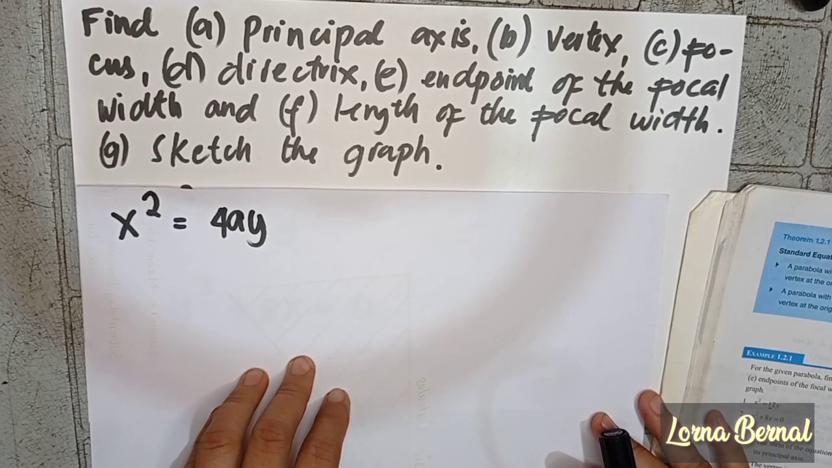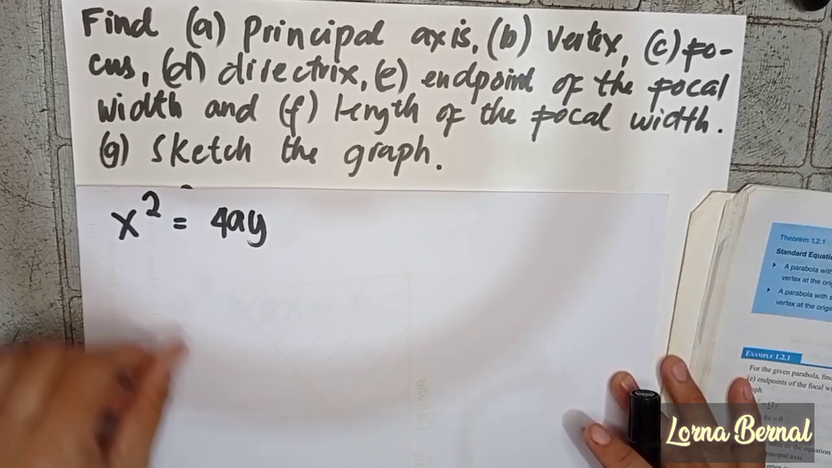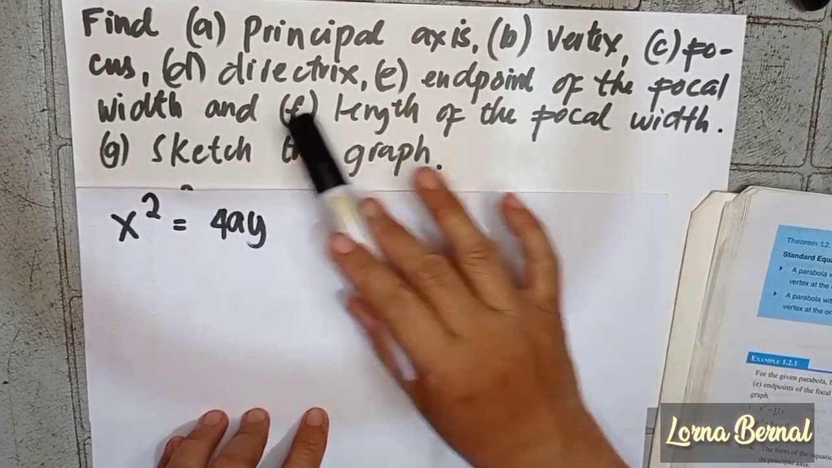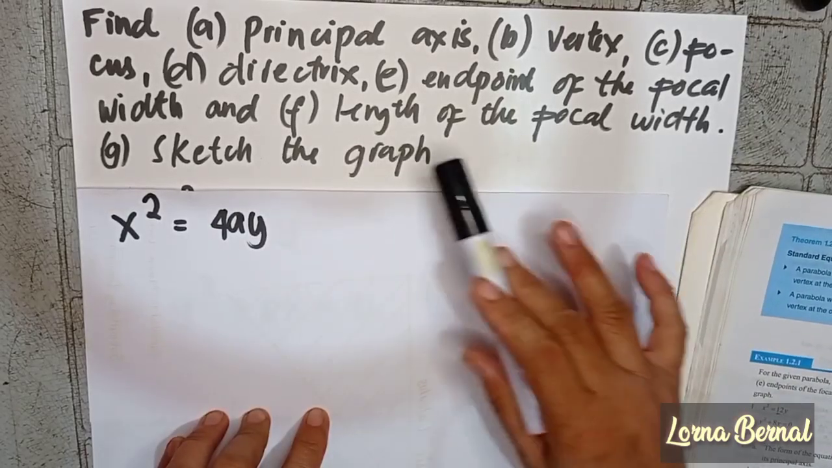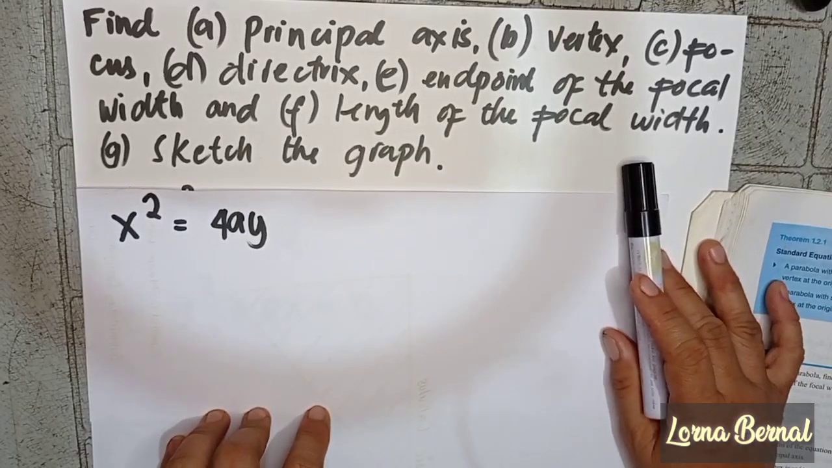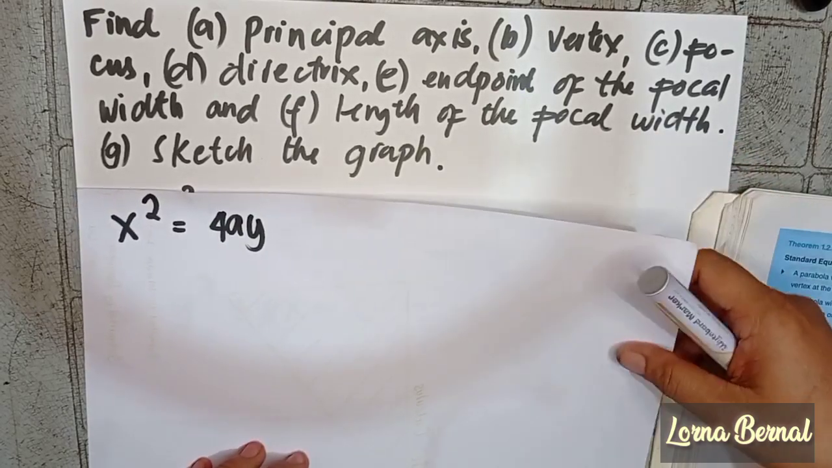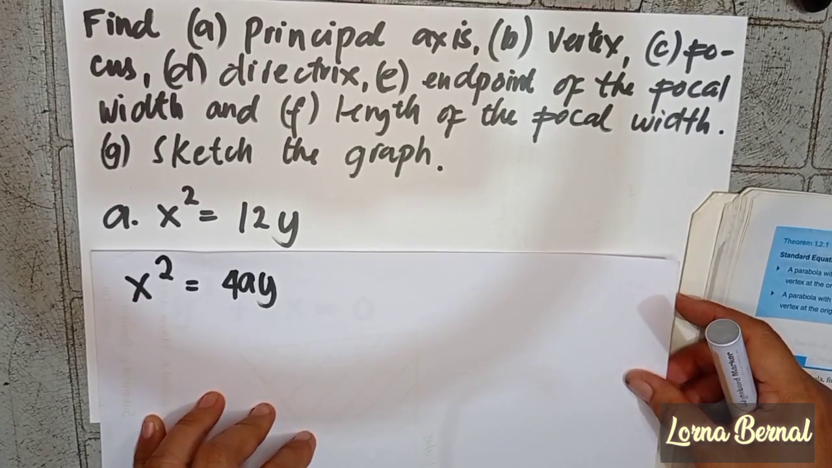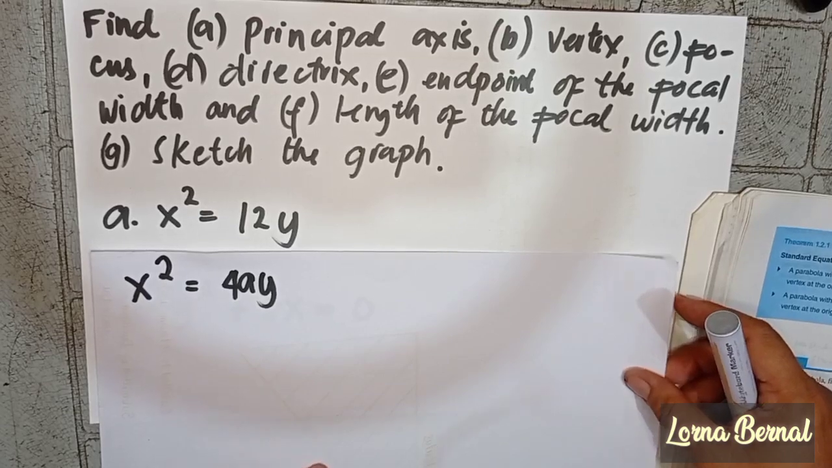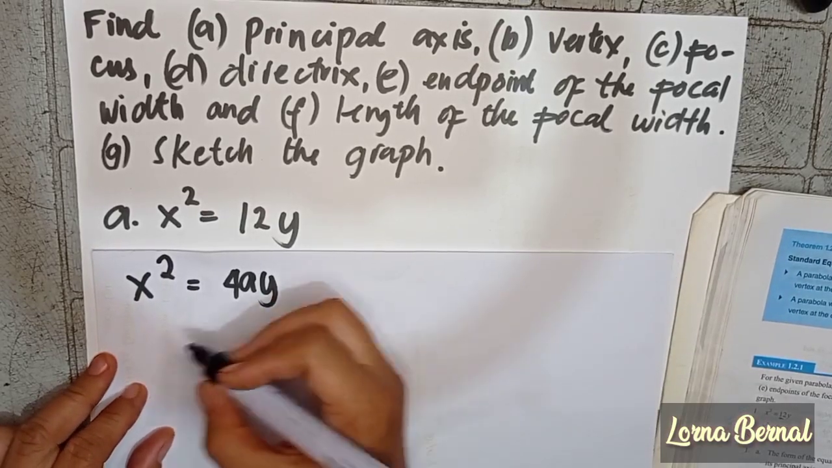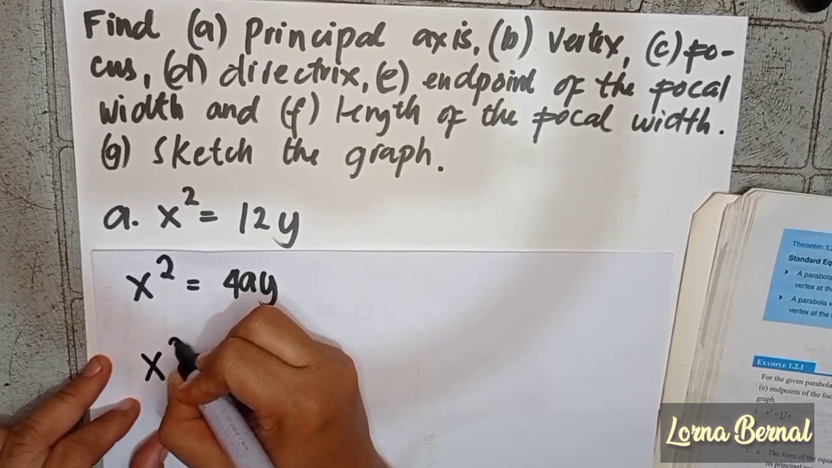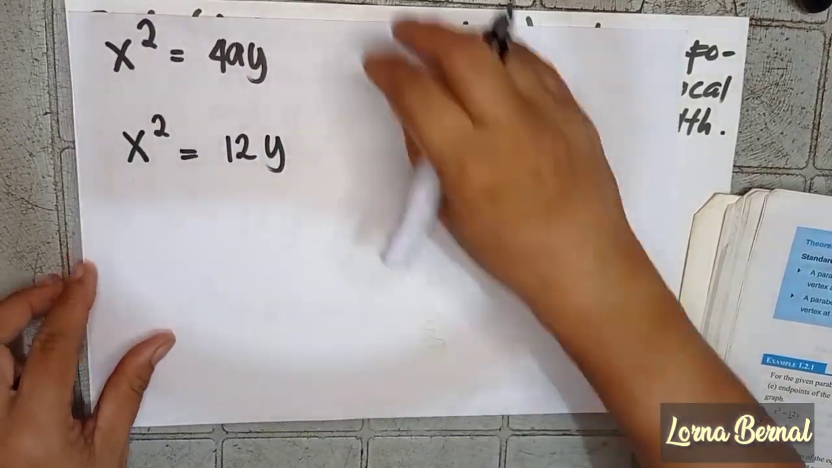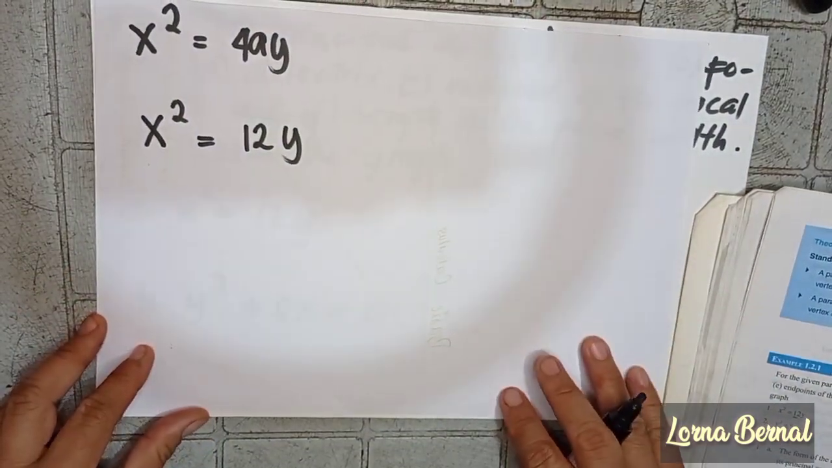So first we'll have an example. Let's find A, the principal axis, B, the vertex, the focus, the directrix, endpoint of the focal width, and the length of the focal width. And then the last thing to do is to sketch the graph. So for example, we are going to get A, B, C, D, E, F, G when the equation is x squared is equal to 12y. Okay, so let's try focusing our attention here in this example.